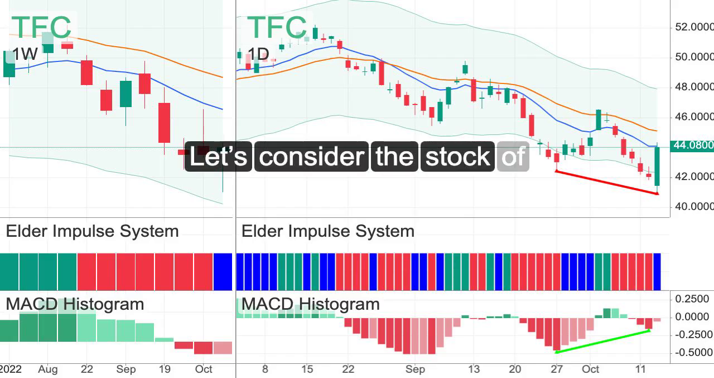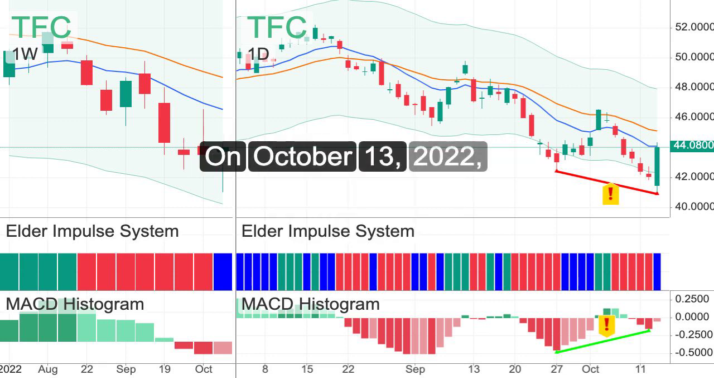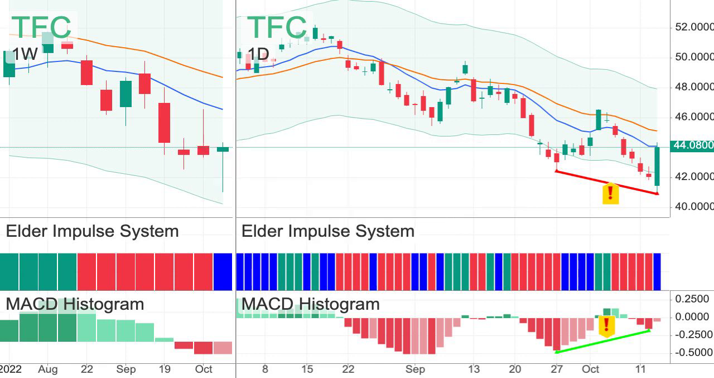Let's consider the stock of Truist Financial Corporation. On October 13, 2022, a bull divergence formed in a downtrend. This is a strong buy signal. There is a first light bar on the histogram. Are you ready to submit a buy order?